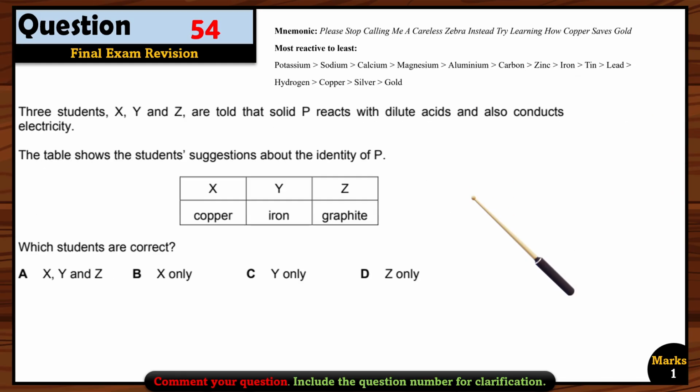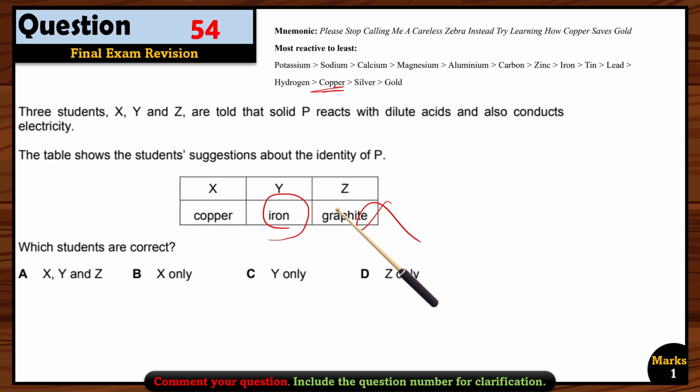Let's see another question. 3 students X, Y, and Z are told that solid P reacts with dilute acid and also conducts electricity. The table shows the students' suggestions to identify P. First of all, graphite never reacts with dilute acids, okay? So this option has been rejected. Now we are left with copper and iron. Copper is the least reactive one. In the reactivity series, copper is at the end. So it means only option Y is the right option.